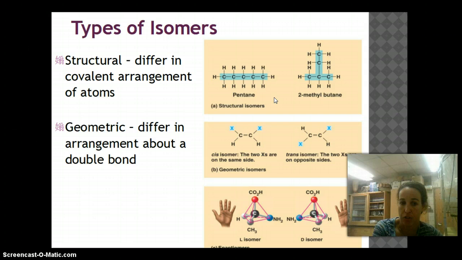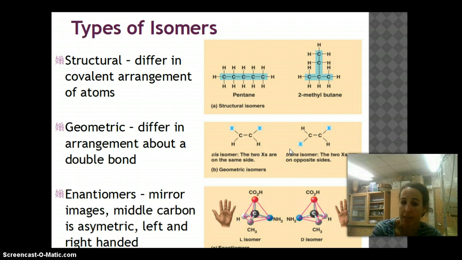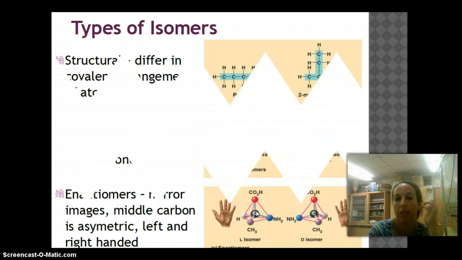The second type is geometric, which differs in the arrangement about a double bond. So it depends if these X's are things other than hydrogens, and so they're in different locations of the double bond. So on this side, they're both on the same side, and this one you have one on the top and one on the bottom. So that would give it a different structure, therefore a different function. And then enantiomers are mirror images of each other. So the middle carbon is asymmetric, and it's considered to be left and right-handed, and so if you put your hands together, they have the same chemical formula, but everything is flipped, like mirror images.